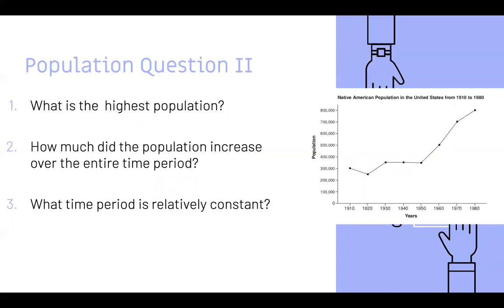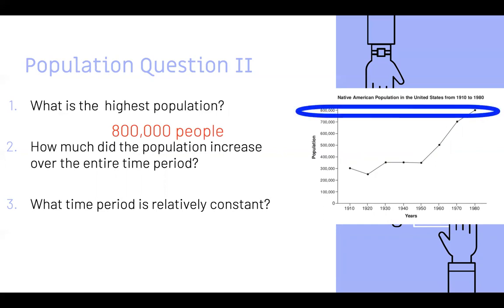Population question part 2. What is the highest population? Well, we just have to find the highest number, which is 800,000 people in 1980. And we can see that right there in the blue. How much did the population increase over the entire time period? We have to subtract the top from the bottom, and we can find that it's approximately 500,000 people.